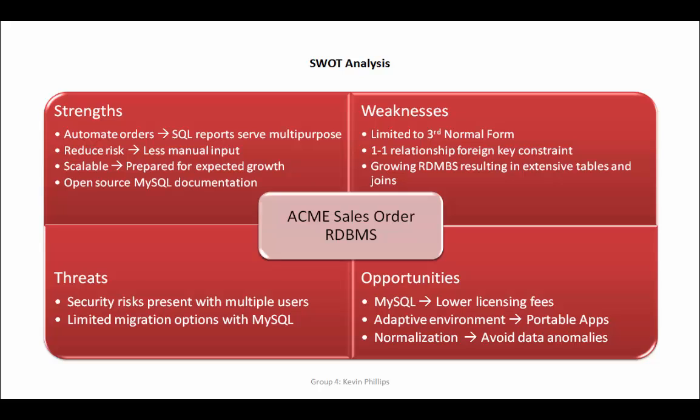Finally, opportunities present in an adaptive and normalized environment will offer greater portability with web and desktop APIs and fewer anomalies with BCNF and third normal form.